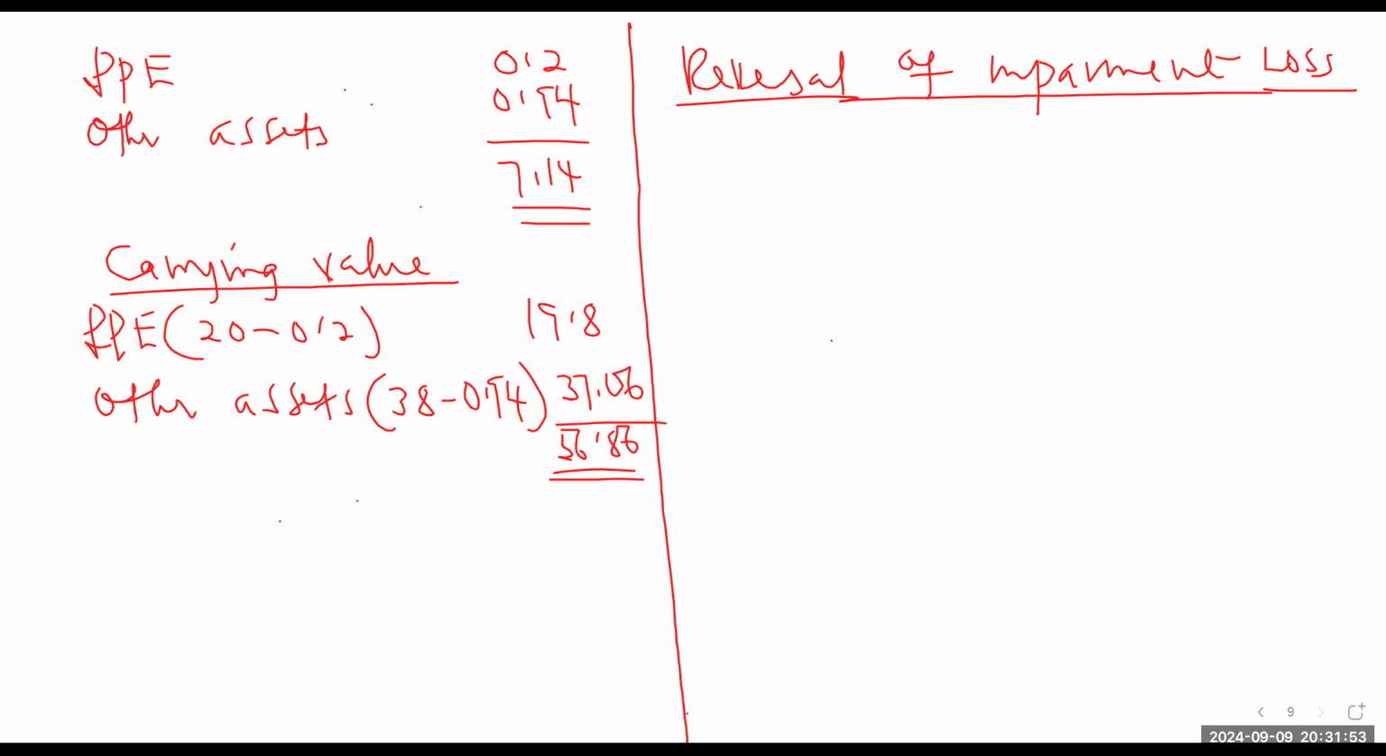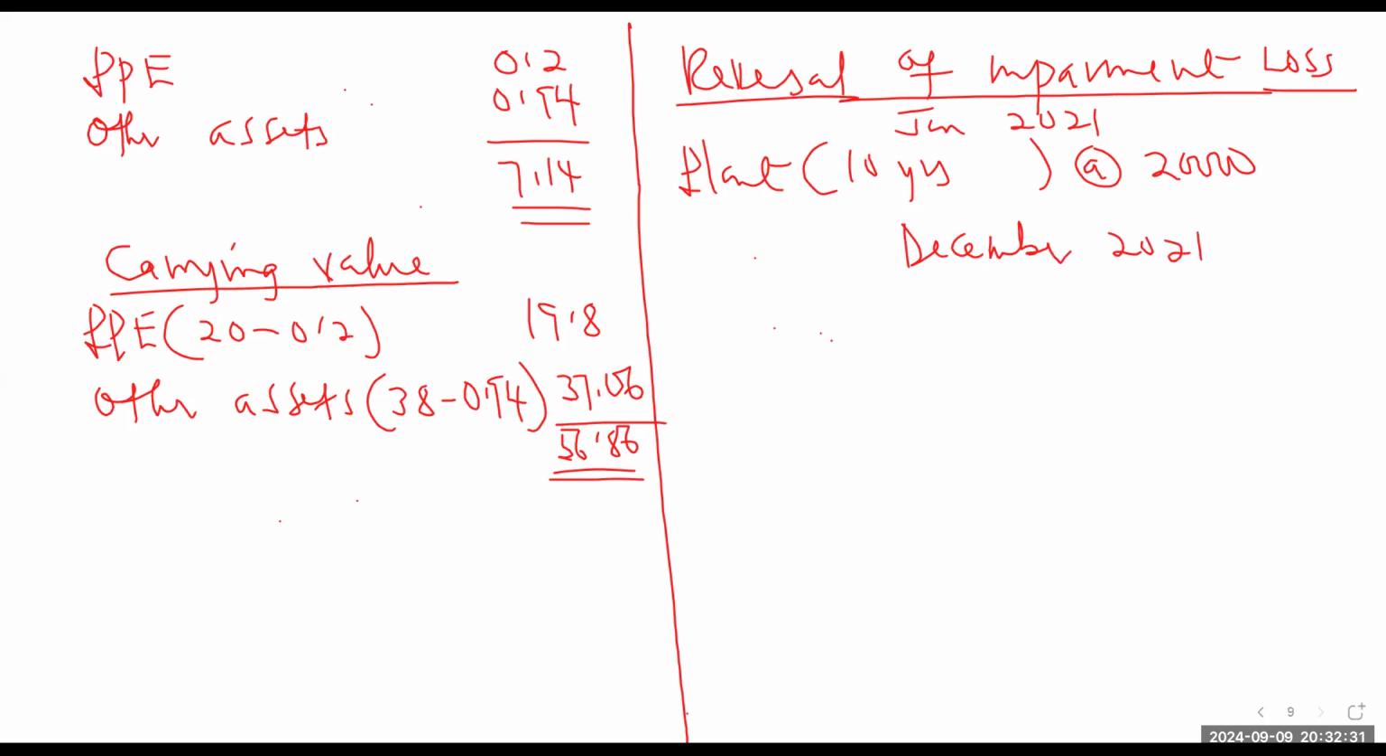Let's say we have purchased plants at a cost of 20,000, and the useful life is 10 years. The asset was purchased in January 2021. At the end of December 2021, we carried out an impairment test on these assets.